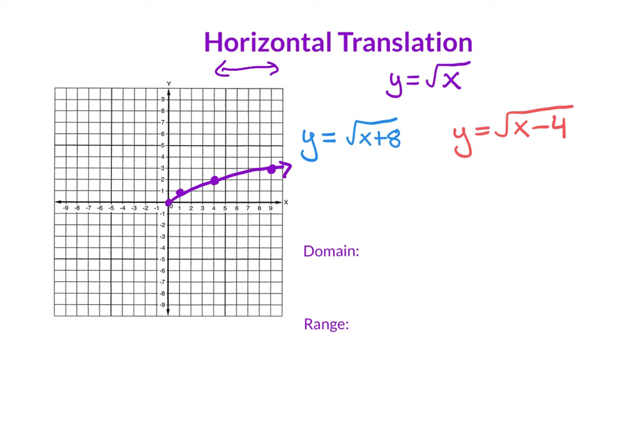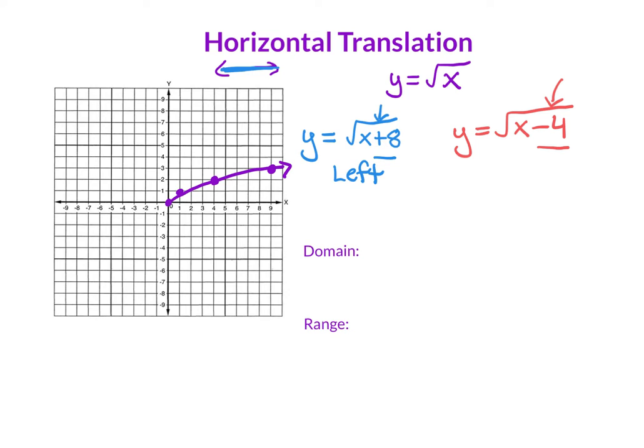This first one, notice how the plus 8 and the minus 4 are underneath the square root. So when you add or subtract underneath the square root, that's what moves it right and left. Now, it's kind of opposite of what you would think. A plus 8 underneath means we're going to move left 8. So what you can do is take each of your parent function points and just move them left 8.